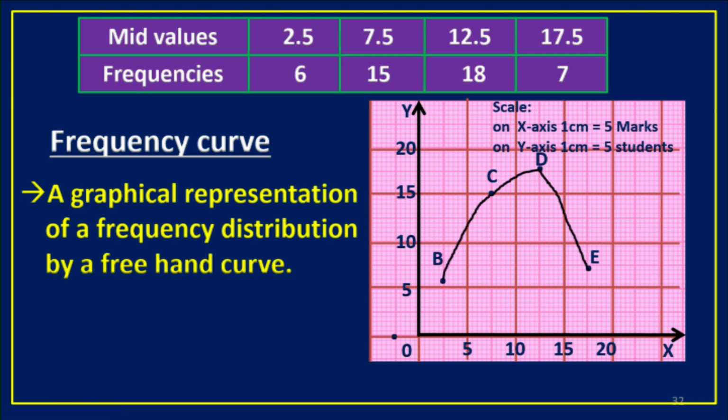Again, previous class mid value, last class next mid value. I am taking A to F, I am joining, and I am getting the frequency curve here. A, B, C, D, E, F is the frequency curve.